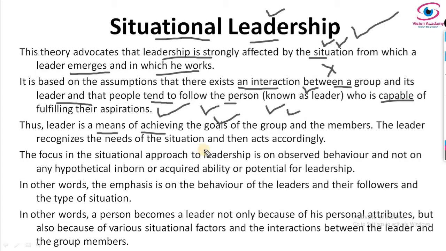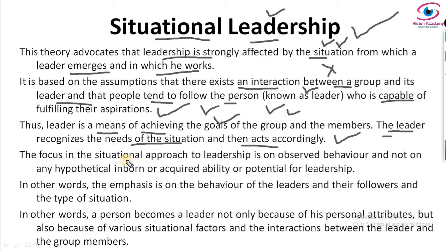The leader recognizes the needs of the situation. For example, if the situation demands enthusiasm and entertainment, then the leader has to allow the followers to have entertainment. This means the leader acted according to the demand of the situation, and acts accordingly. This is what situational leadership tells.